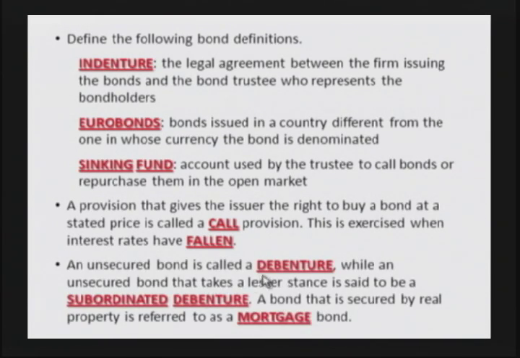An unsecured bond is called a debenture, and a debenture or unsecured bond that takes a lesser stance or is of a lower order is called a subordinated debenture. And a bond secured by real property is called a mortgage bond. So out of the three, the mortgage bond would be safest, then the debentures that are unsecured, and then after that, those subordinated debentures that have a lower standing would come third out of those three types of bonds mentioned right there.